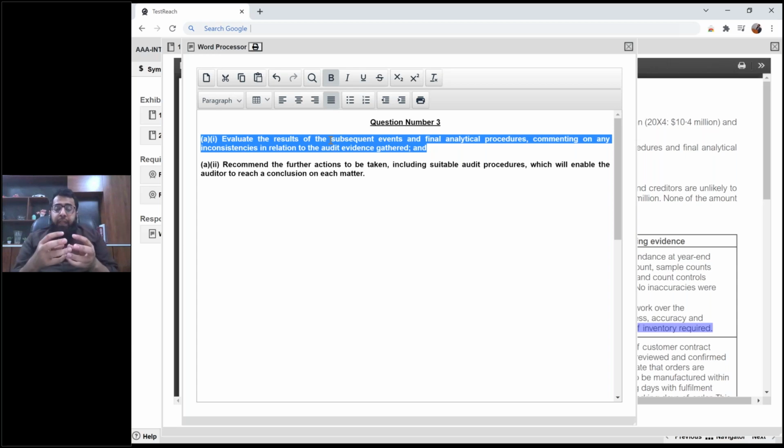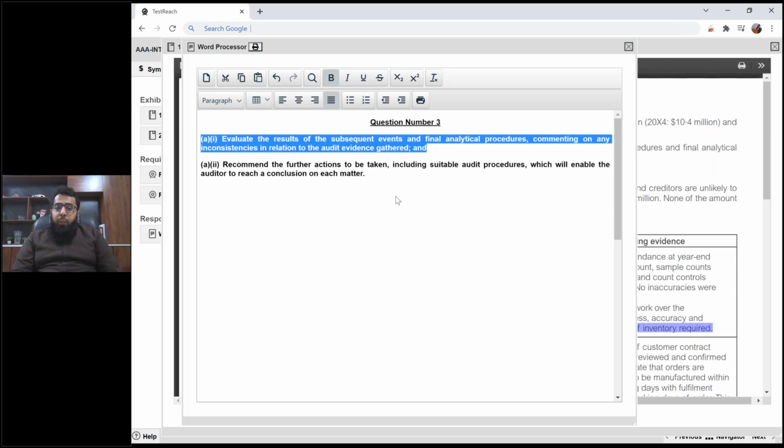If you comment on the inconsistencies which you find in the audit evidences and then recommend the further actions. Basically, what we have to do is, listen to me. Basically, what the examiner is asking is that we have to comment on the outcomes of the procedures, the analyticals, that whether you agree or disagree with the analyticals. And then comment that whether the audit evidence work was complete or not. And then you have to recommend the further actions.